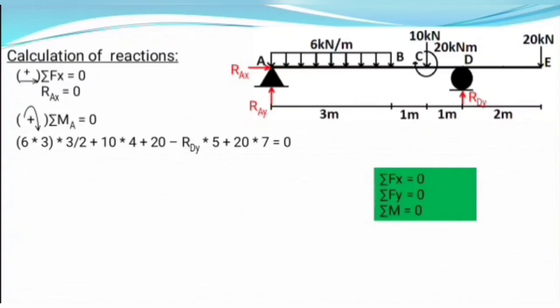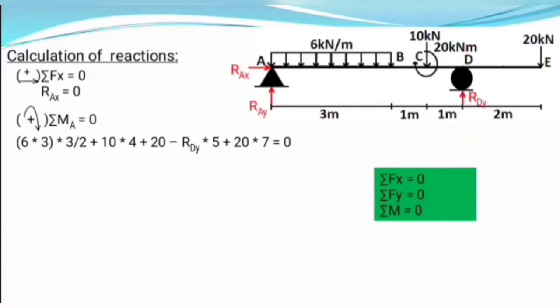Here, the first term is 6 times 3 times 3 by 2, which is moment due to UDL at point A. Here, our UDL has intensity of 6 kN per meter and is distributed through the length of 3 meter. So total force due to this UDL is equal to 6 times 3, which tends to act through the center of the UDL, which is a distance of 3 by 2 meter from point A. So moment due to UDL about point A equals 6 times 3 times 3 by 2, just the multiplication of force and distance.